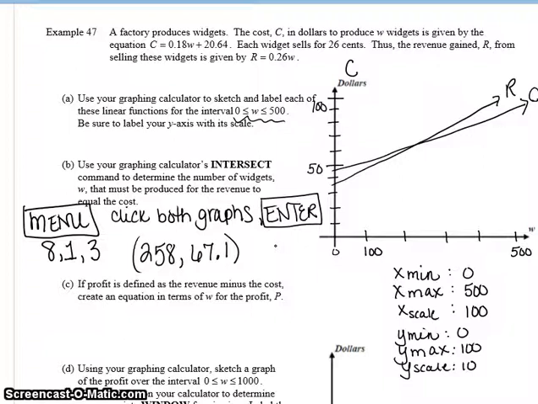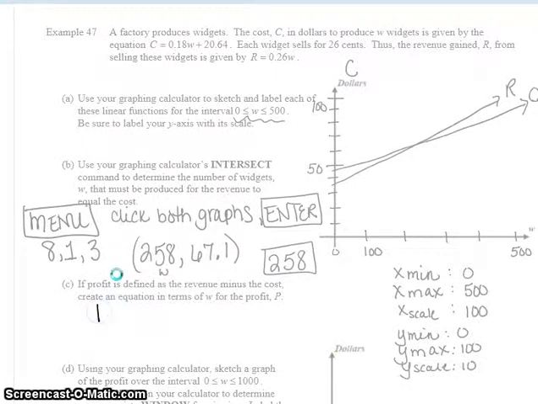Okay. So now be careful. It says using that, determine the number of widgets, W. Remember, W is like your X, okay, that must be produced for the revenue to equal the cost. So the answer is 258 because it's looking for the X value. Okay. Part C, if profit is defined as the revenue minus the cost, write an equation in terms of W for the profit P. Okay. Profit P.